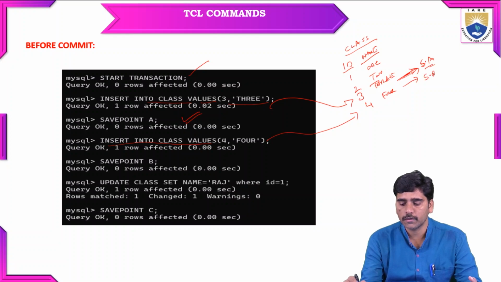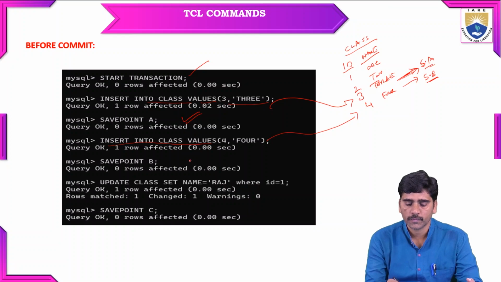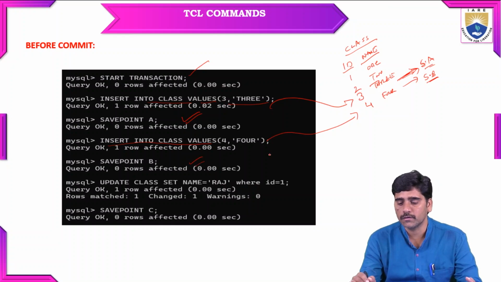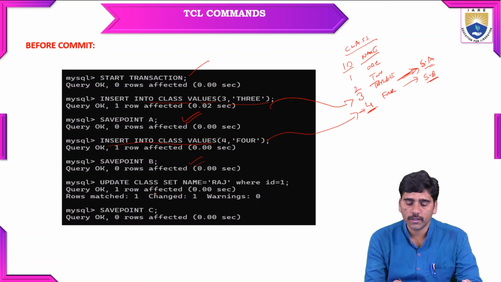So here I am creating a save point B. Save point B is created and it saves the current work. That means the values which you inserted will be saved, but not permanently. It saves only temporarily.